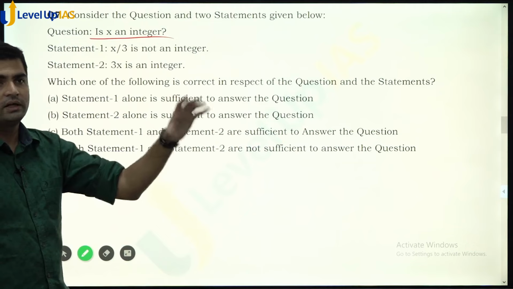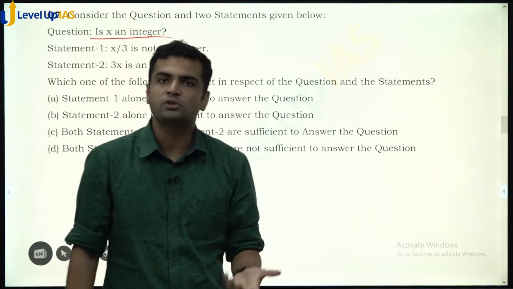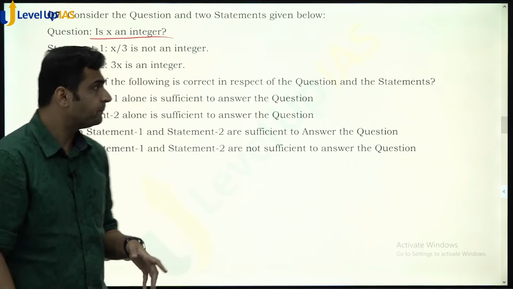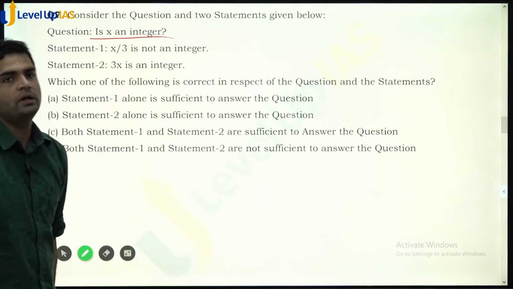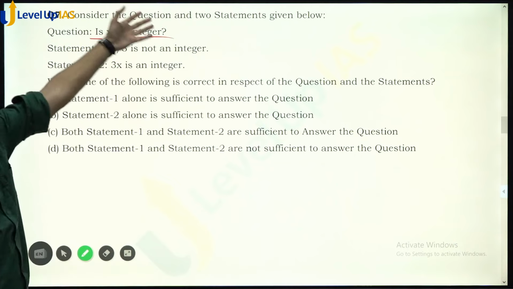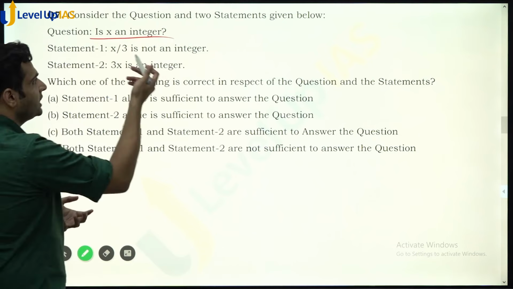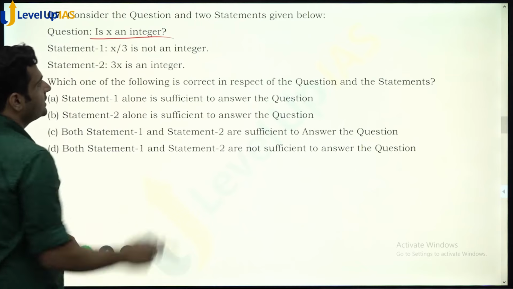Is x an integer? That is the question. And apparently this question seems to be from data sufficiency, but even that arithmetic is involved. Okay. Statement 1, x by 3 is not an integer, right? Then can we say that x is an integer? Definitely not. We can't say that, because x by 3 not being an integer has nothing to do with x being an integer or not, and 3x is an integer.